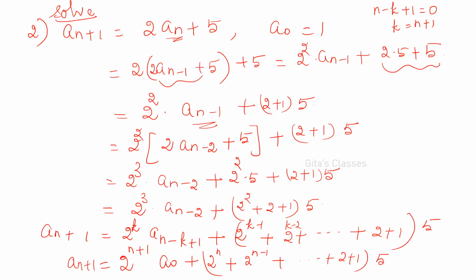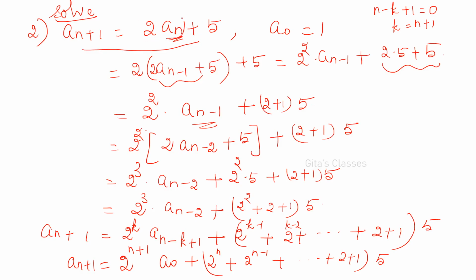Next is one more similar question, 2 into a n plus 5. Wherever you have a n, that is twice the previous term. The meaning here is a n plus 1 is equal to 2 a n plus 5. You have to understand the given question, and accordingly you have to substitute. So twice the previous term plus 5.